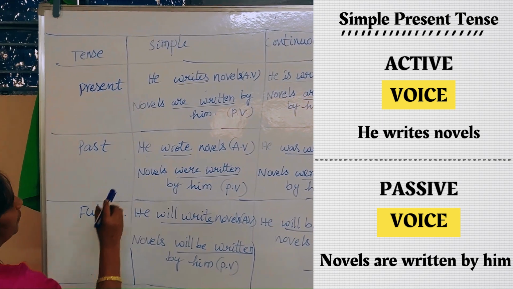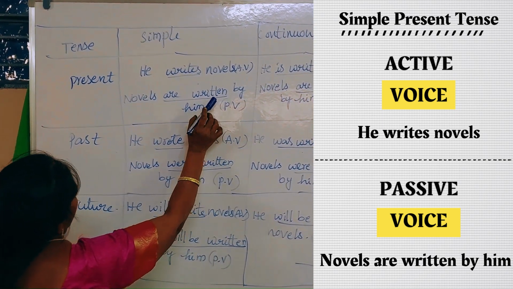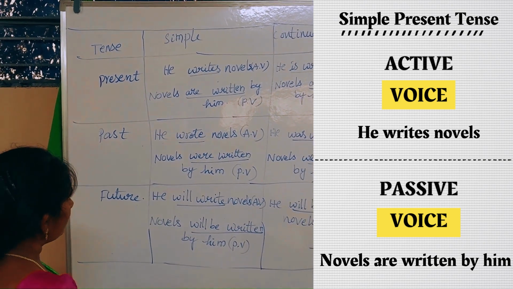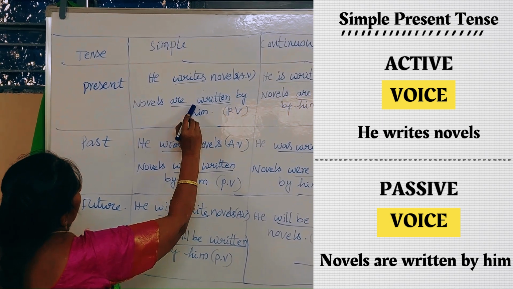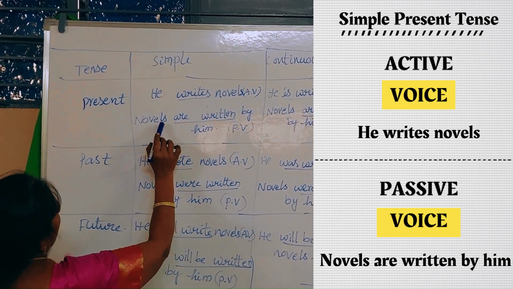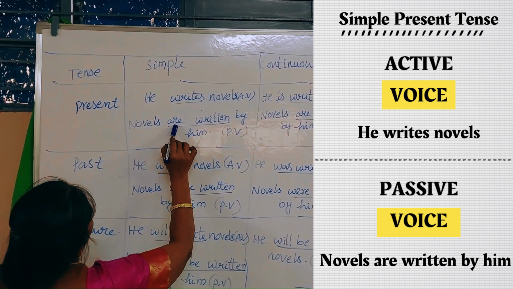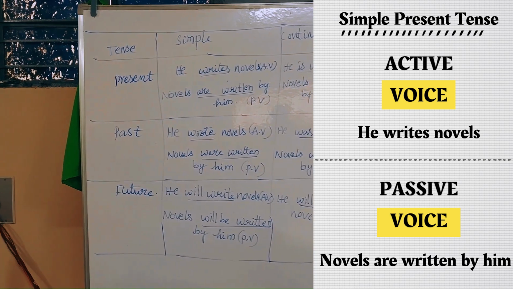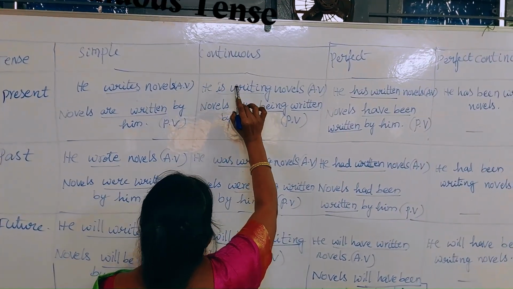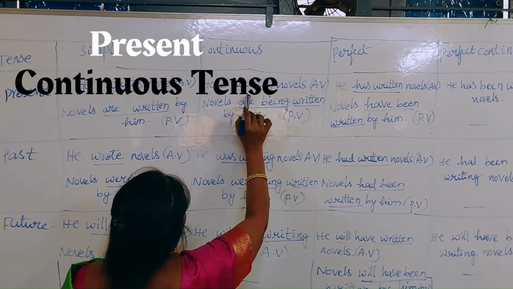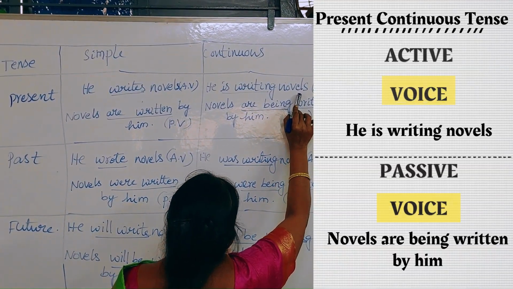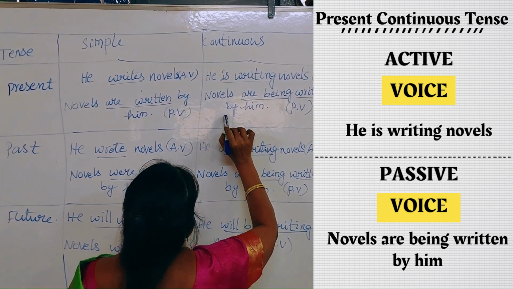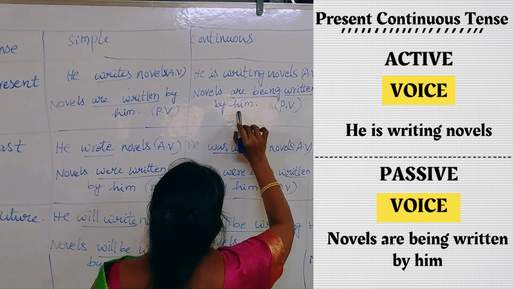V1 writes became V3 past participle written, and then the helping verb are is added before the main verb written in passive form. As the subject novels is plural, we have are, plural subject plural verb, before the novels in passive voice. The second form is present continuous tense. He is writing novels is a sentence in present continuous tense and active voice. If we change the sentence into passive, it becomes novels are being written by him.